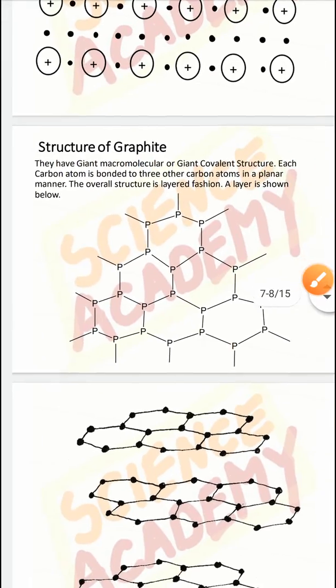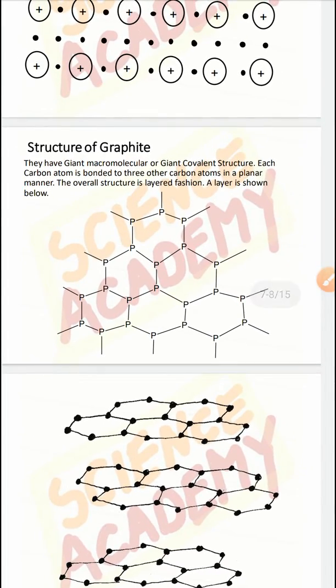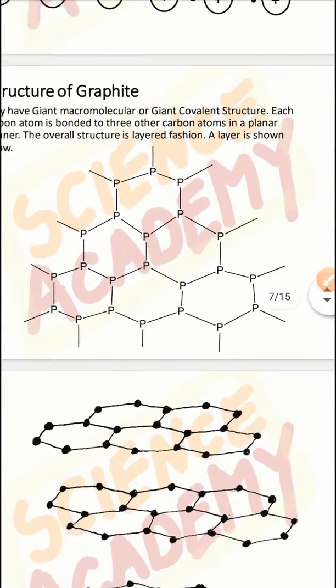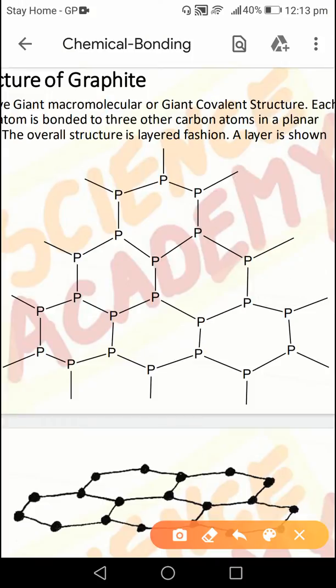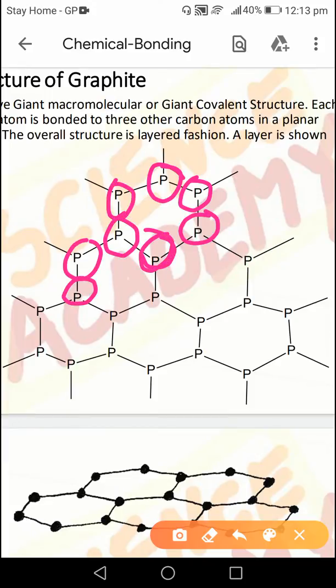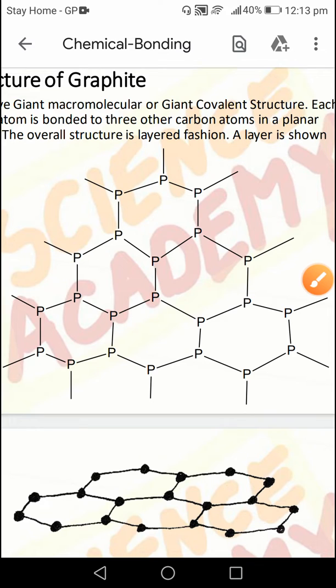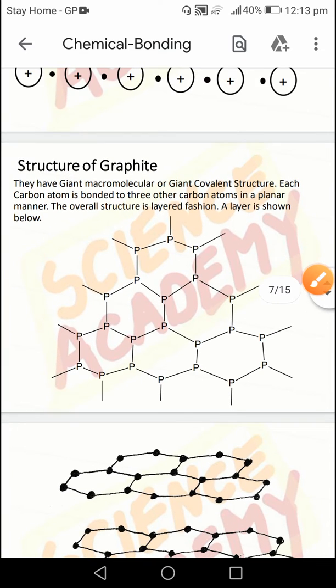Okay, now let's go to the structure of graphite. Wait, what? Oh, here all atoms are given as phosphorus. Okay, let me make one correction at first. These atoms are not phosphorus. These all atoms have to be carbon atoms. This is just a typing mistake, maybe, I'm not sure. Okay, so what is the structure of graphite?